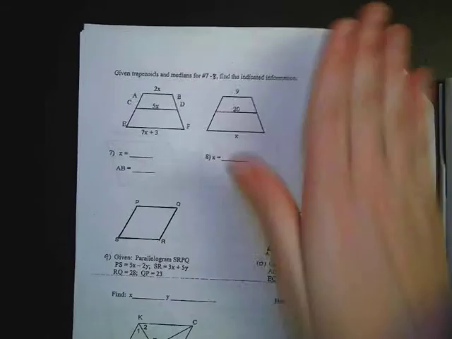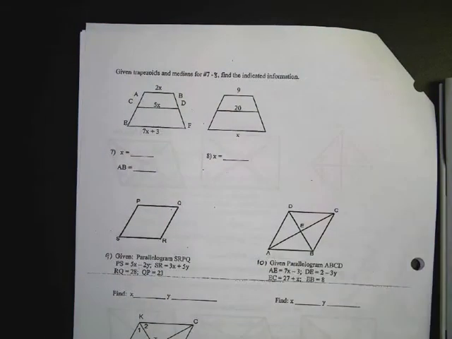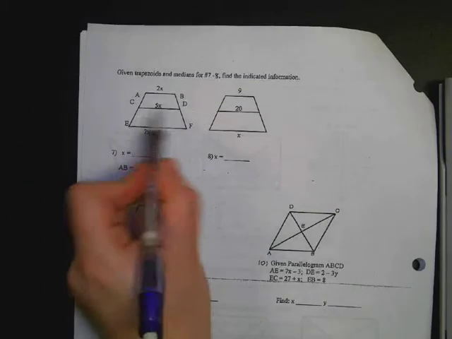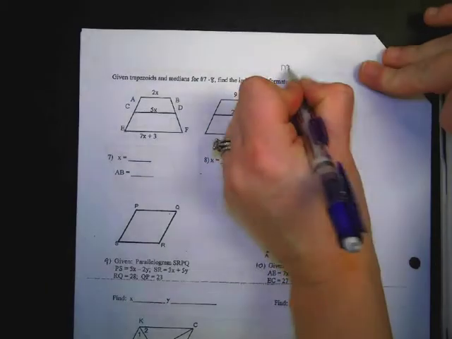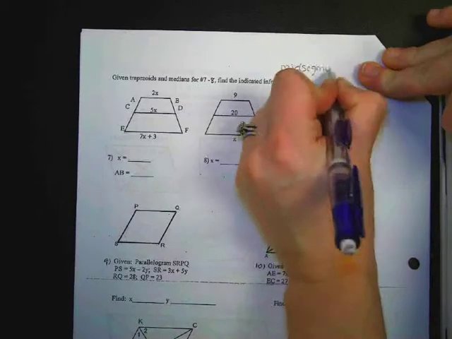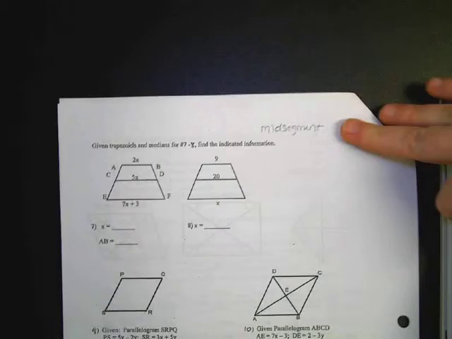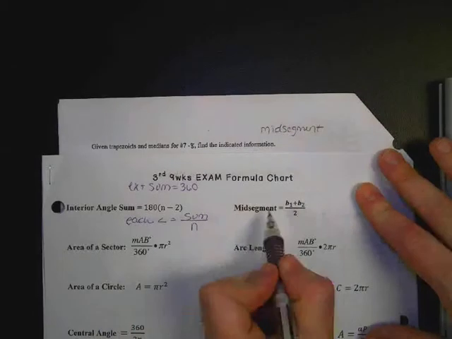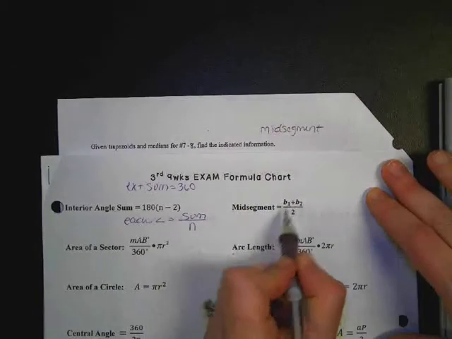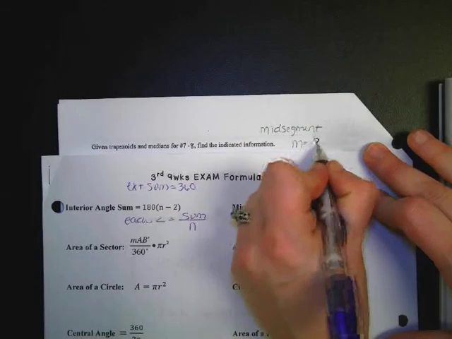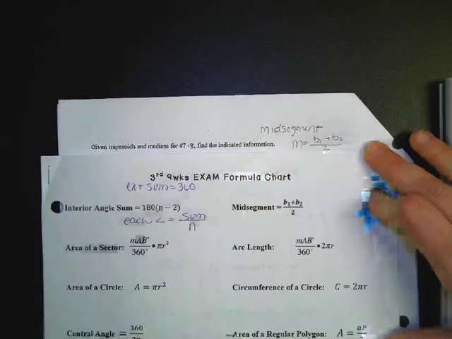Alright guys, on the next page, number 7, we have a trapezoid. It is not asking us to find the area of this trapezoid. It's asking us to find x. Well, x is on the bases and this middle segment. This CD is called a mid-segment. And the mid-segment theorem is on that first page, top formula. It says mid-segment equals base 1 plus base 2 divided by 2.